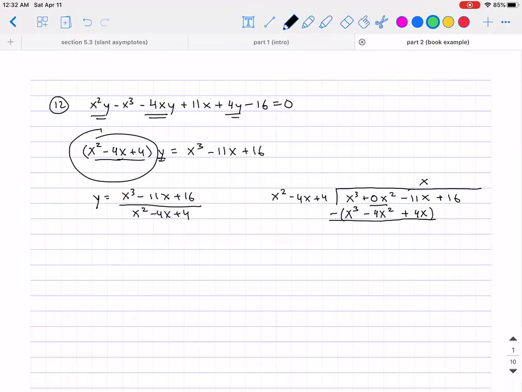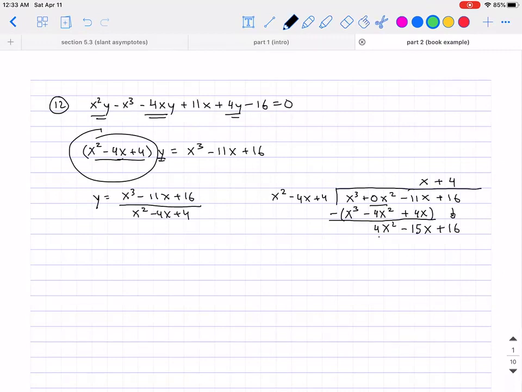So x cubes cancel out. The x squared terms, that's going to give you 4x squared because it's negative and negative, that makes it positive. And for the x term, negative 11x minus 4x, that's going to be minus 15x. And we're going to bring down the plus 16. Now we're going to find something that when multiplied by x squared would give us the 4x squared. And that something would then be a 4. So that's what we're going to put on top then.